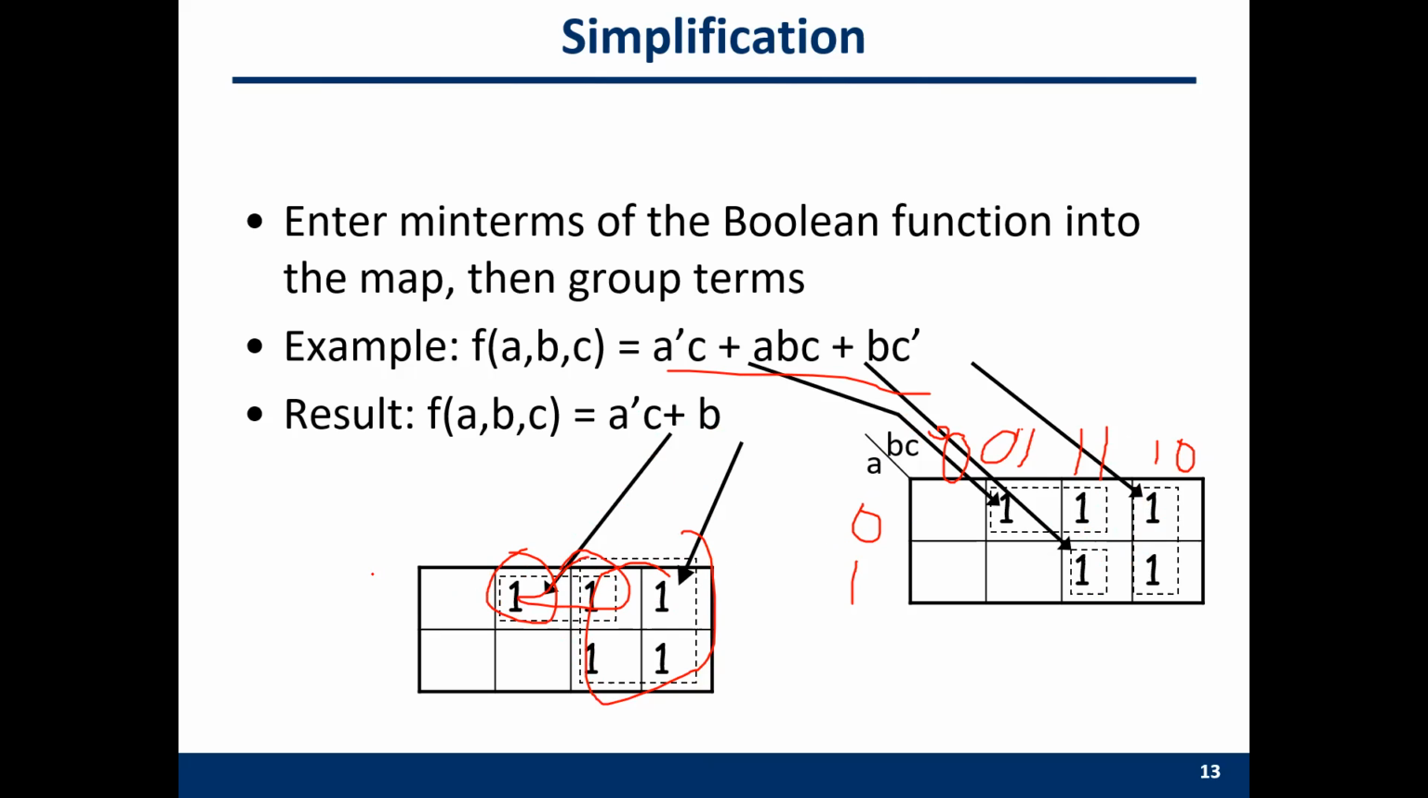Because for this row, A is always 0, so we have an A bar here. And then B can be 0, B can be 1, so we have no B here. And then C is always 1, so we write C here. Then by drawing the K-map, we can not only simplify the canonical form, we can also simplify any Boolean equation.